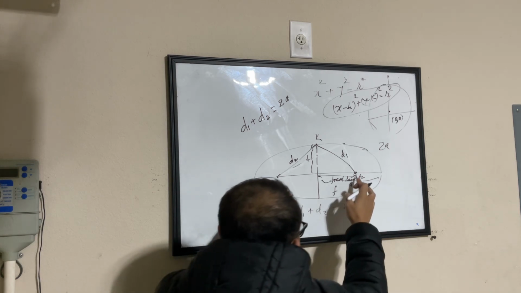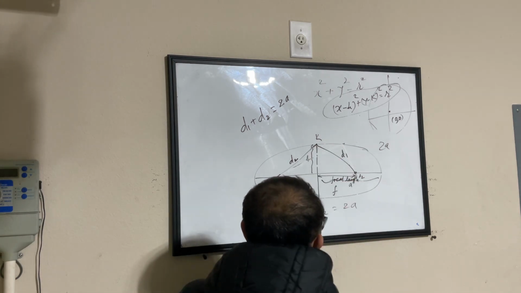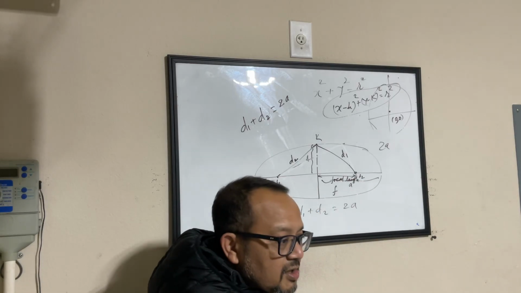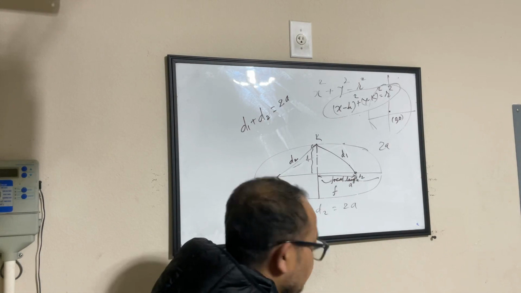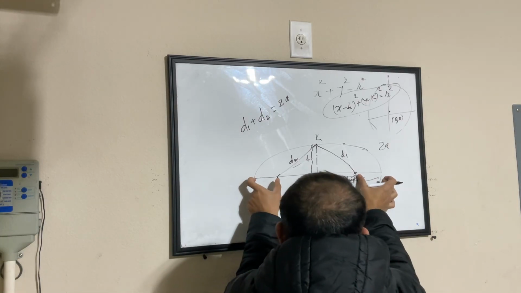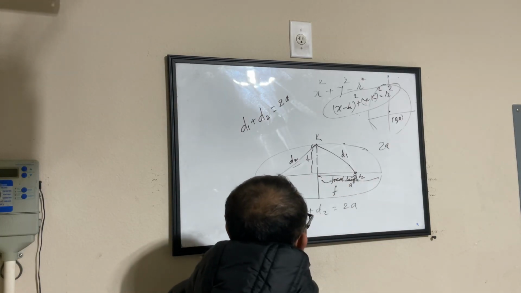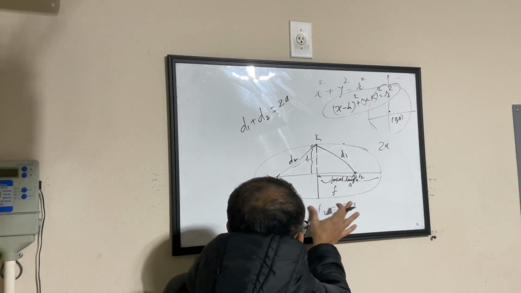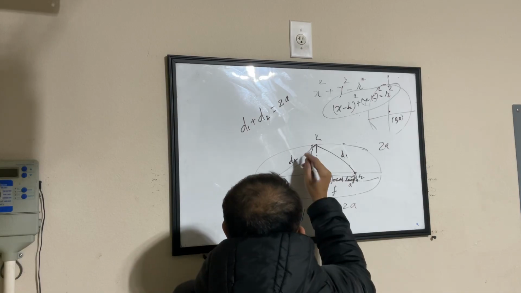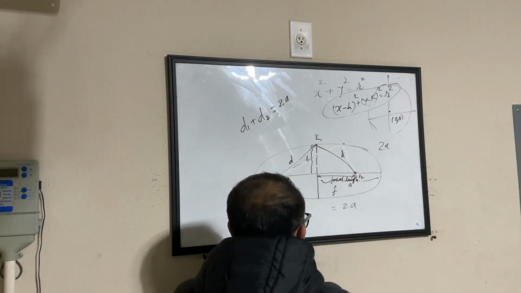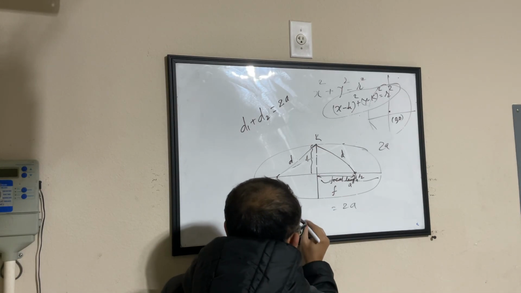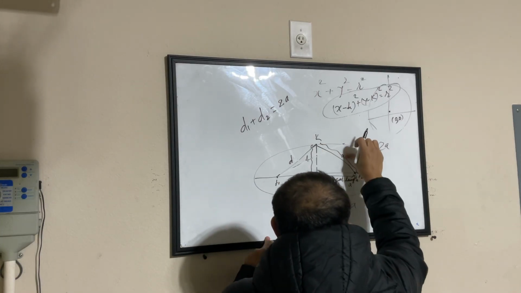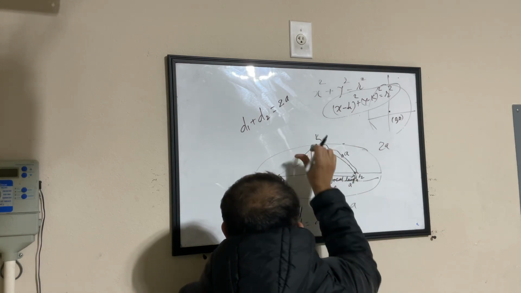And interestingly, since I am picking up the center point here, and these two foci are symmetric, meaning equidistant from here to here, that means this d1 and d2 will also be the same. Or we can say, instead of saying d1, d2, I will say this is d and this is also d. So 2 times d is 2a, or d equals a. So that means this distance from here to here is nothing but a, or the major radius.